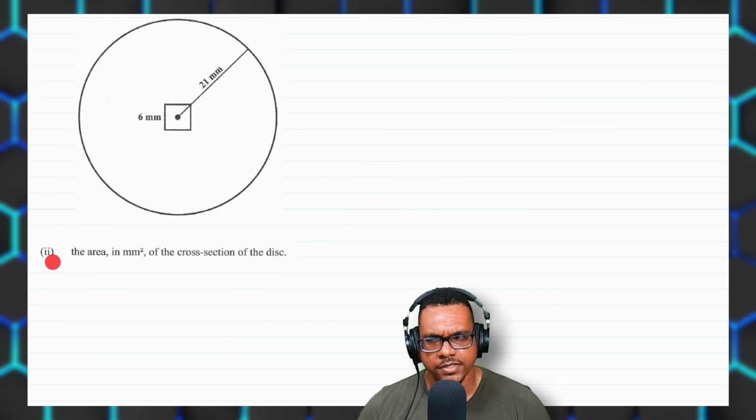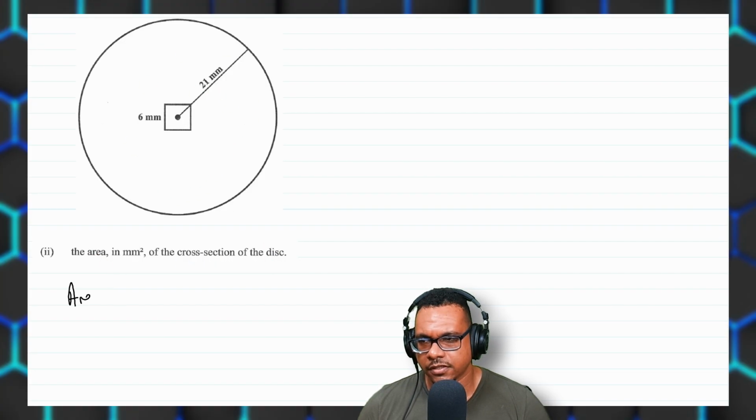Now for part 2 of the question, they want the area in millimeters squared of the cross section of the disc. Now, although this is a circle and you would find the area of a circle, we have this square hole at the center of the circle. So what we'll have to do is find the area of the square hole, find the area of the entire circle, and subtract the area of the square hole from the area of the circle, and that will be the area of the cross section of the disc. Notice they said area of the cross section of the disc, not area of the circle.